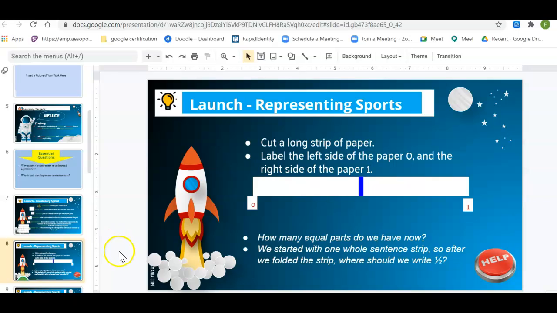So pause the video, and you can actually in your notebook go ahead and draw a little strip like this and label your little strip as 0 on the left side and 1 on this side, and draw a little line right in the middle. So it's basically a long rectangle is what you're drawing in your notebook.